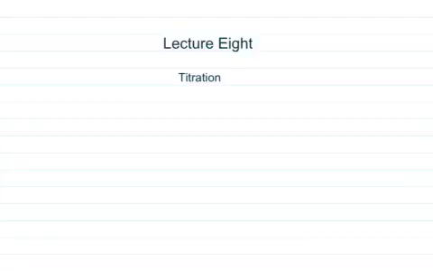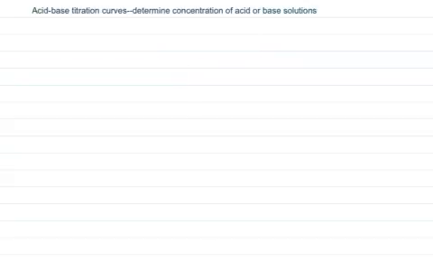Alright, Lecture 8. We're going to go over Section 19.2, Acid-Base Titration, and talk about titration curves. So let's get started. What is an acid-base titration curve? Well, it's the determined concentration of acid or base solutions. So how do we find these concentrations?